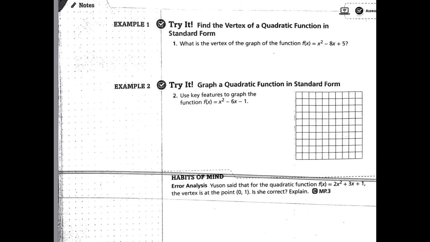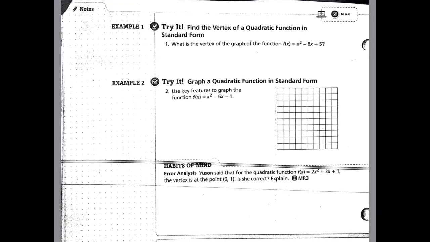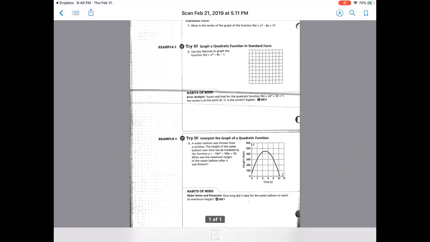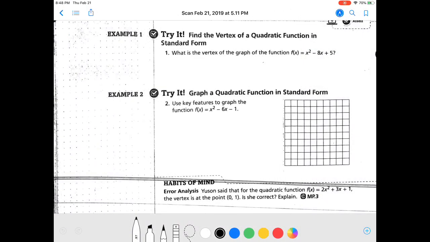So we're going to start off by looking at the example at the top of the page, but we need to take a little bit of notes before we can tackle that example. So make sure that you have your packet ready to go. If you don't have this packet, if you lost it, there are extra copies on my desk under the blank worksheets. So for example 1 up here, we need to do the note-taking part.